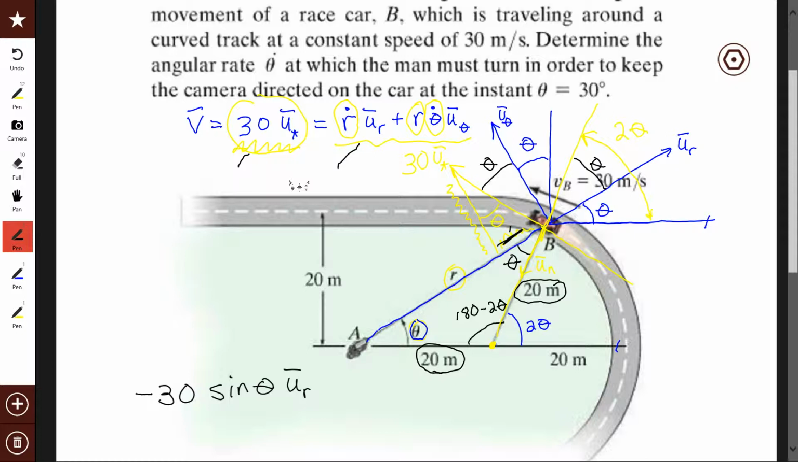The 30 UT also has a component right here. So I want to know what that is, and that's going to be the magnitude 30 times the cosine of the angle theta. And it's pointing in the U theta direction, so that would be a positive. So what I did is I broke down this 30 right here into 2 components.